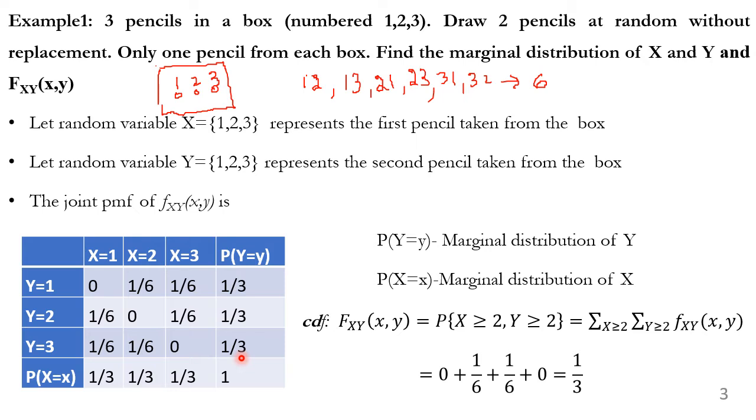Similarly, let us calculate the marginal distribution of x by adding column wise. When I add column wise, 1 by 6 plus 1 by 6, I get it as 1 by 3. Here also I have 1 by 6 plus 1 by 6, that is 1 by 3. Here I have 1 by 3 in the third column. So when I add all the probabilities of x equal to x, that is the marginal distribution of x in each of these columns, I get 1.